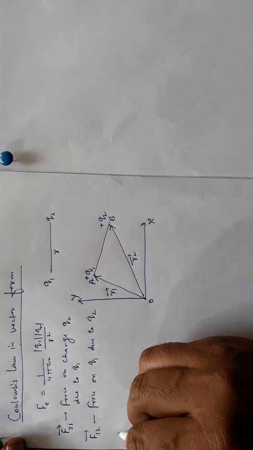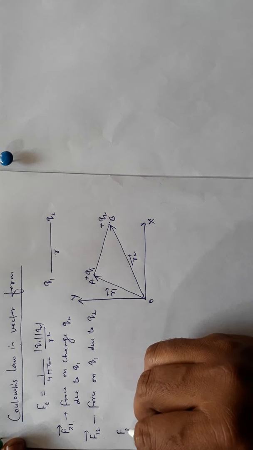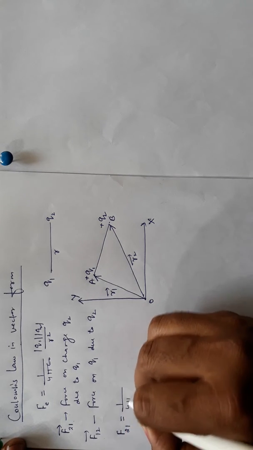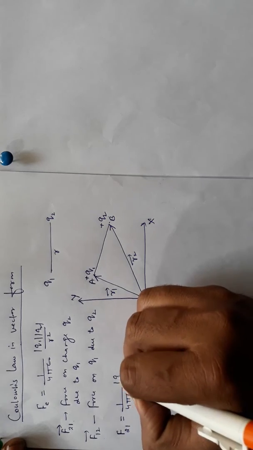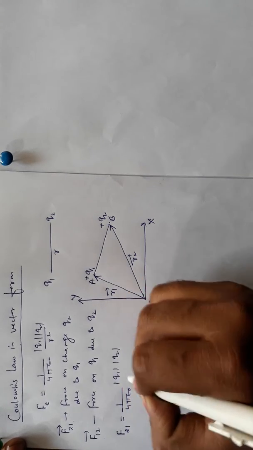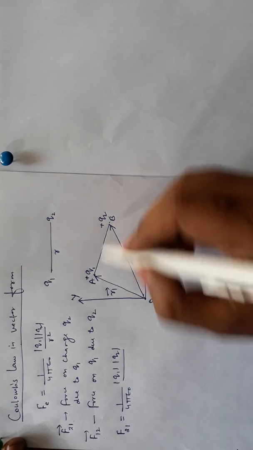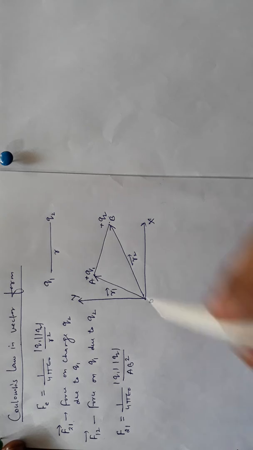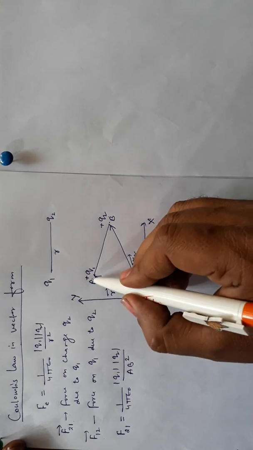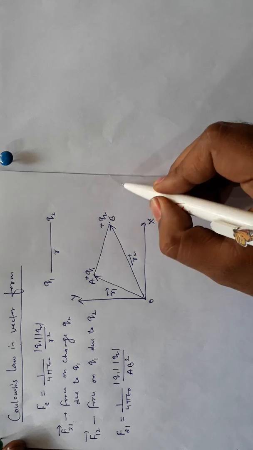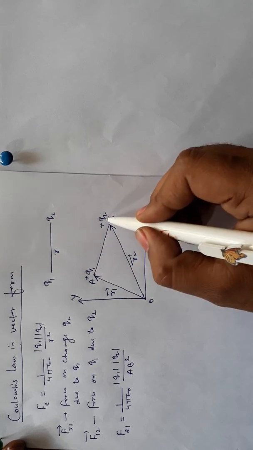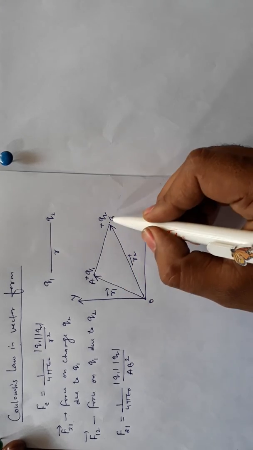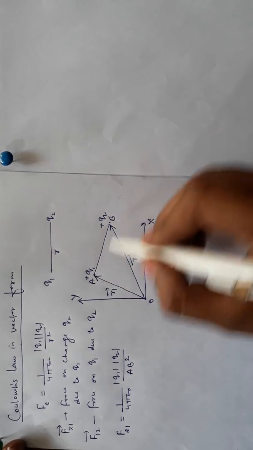Let us first find the magnitude of the force on charge Q2 due to charge Q1. According to Coulomb's law, it will be 1 by 4 pi epsilon naught, mod q1 mod q2 upon the distance AB, so let us call it AB square. Because this is positive and this is positive, this charge Q1 will repel Q2 towards the right, that is from A to B.